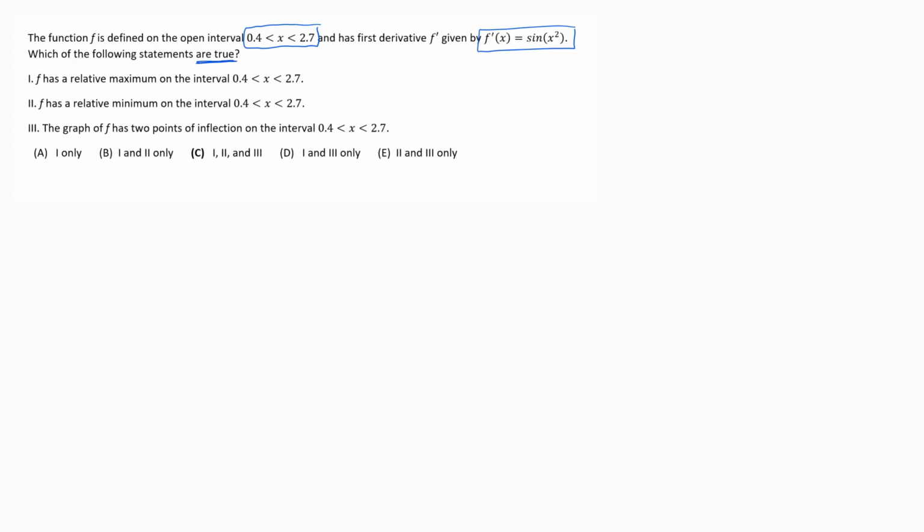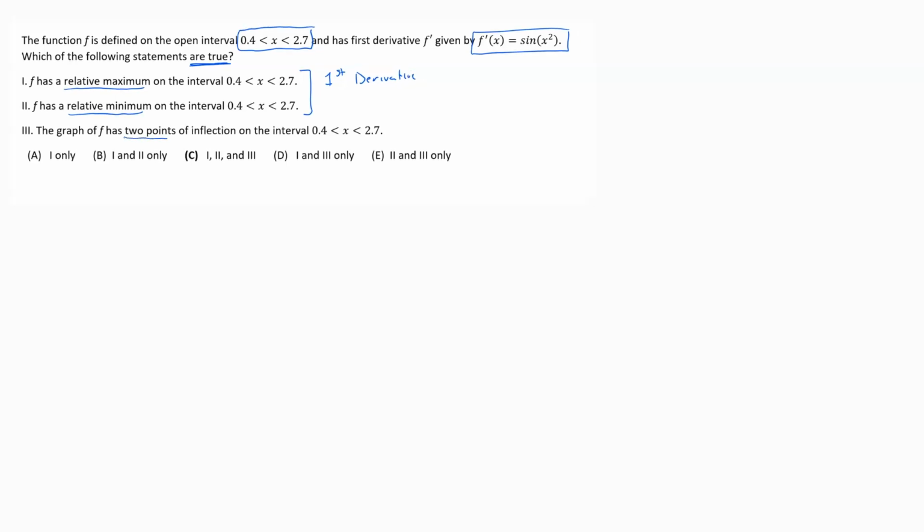So as we look at this, the first two pieces, 1 and 2, are talking to us about relative maximums and relative minimums. Relative maxes and relative mins are a first derivative test. We need to find first derivative information to be able to read off relative maxes and relative mins. Then part 3 wants to know if it has two inflection points on the interval of 0.4 to 2.7. So this is actually second derivative information. Inflection points come from second derivative data.